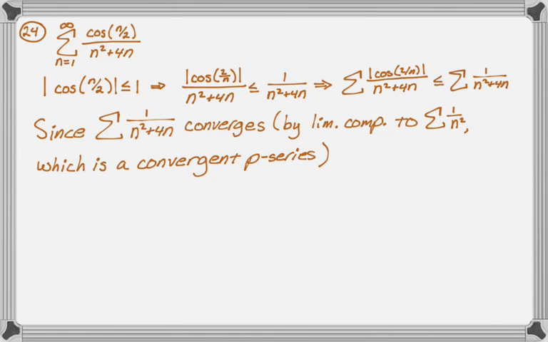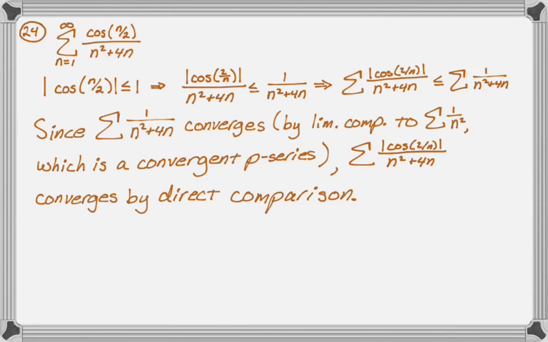So I then know that the sum of the absolute value of cosine of n over 2, not 2 over n, over n squared plus 4n, converges by direct comparison. So far so good, but that's not the original series. That's the absolute value of the original series, but that's a valid thing to do. So what we actually just showed is that the original series that we were given converges absolutely.